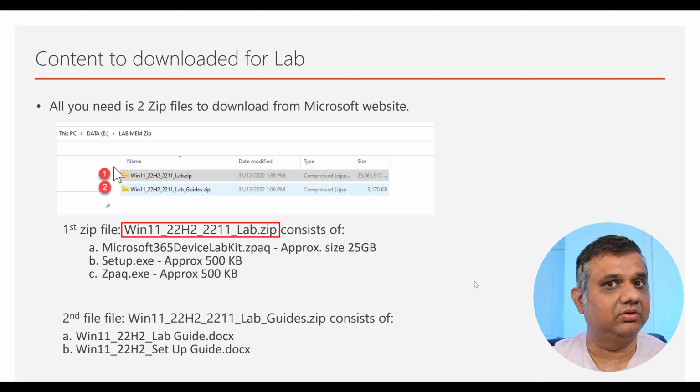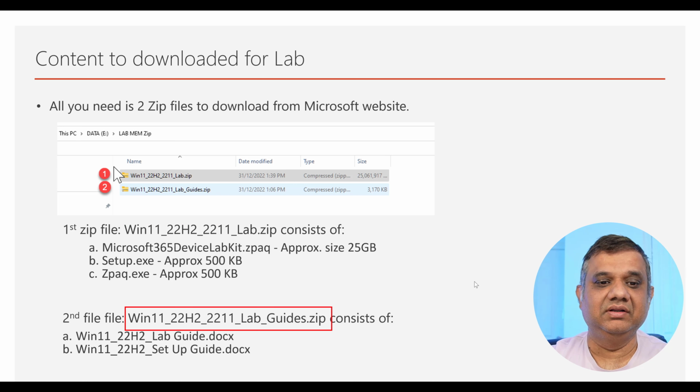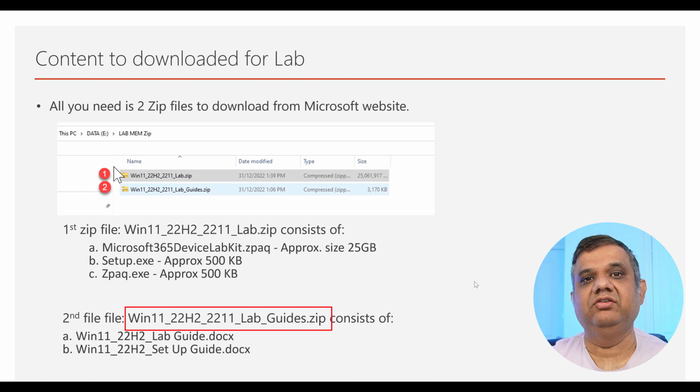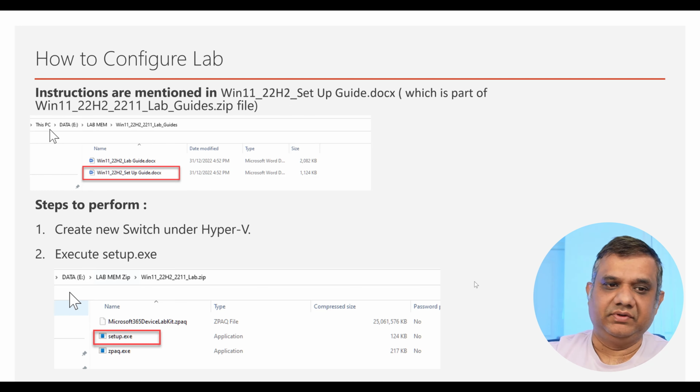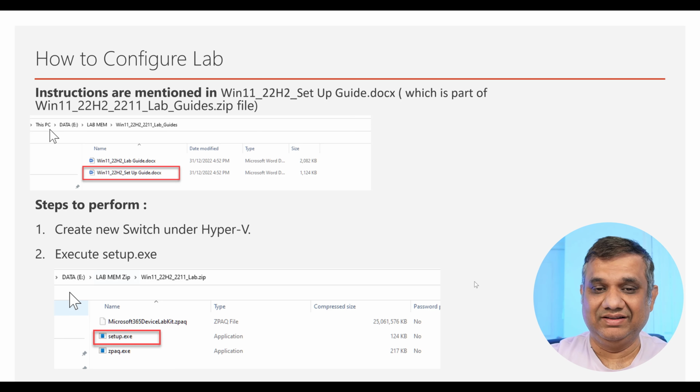We need to understand what these 2 files are. The first one is completely the evaluation lab kit. The second one, which ends with lab guides.zip, consists of just 2 Microsoft Word documents on how to configure the lab. It provides the username and password credentials as well, along with the complete lab guide of what activities you can do with SCCM. Clear? These are the 2 Word files in the second zip file, and in the below picture you can see that it's a real lab.